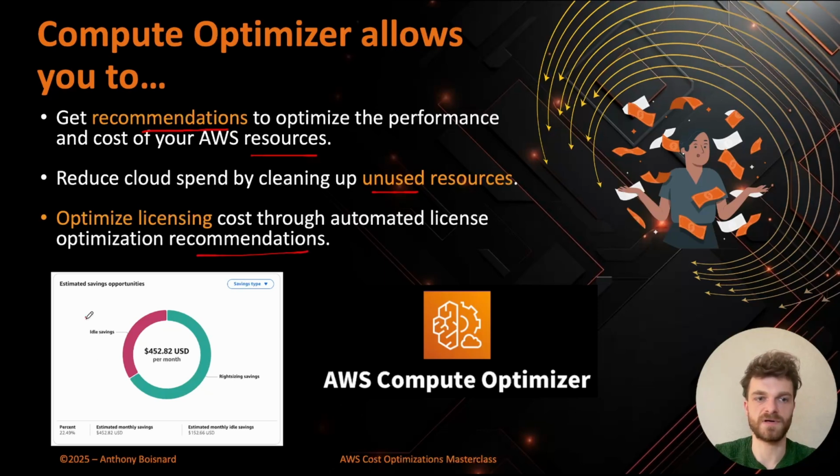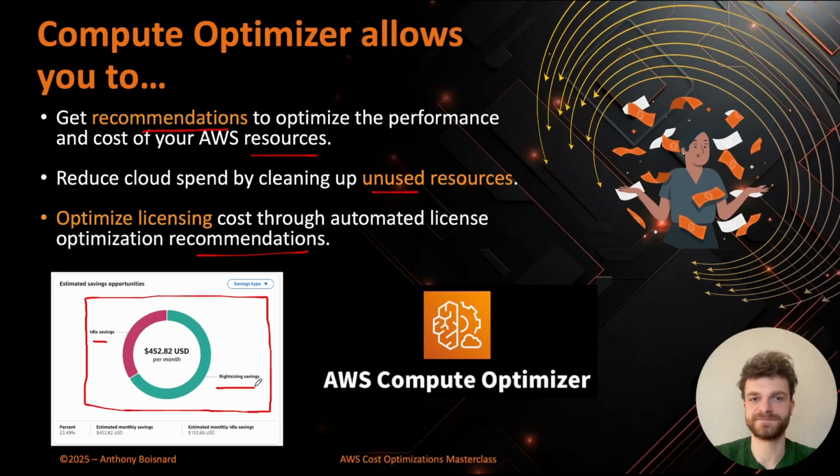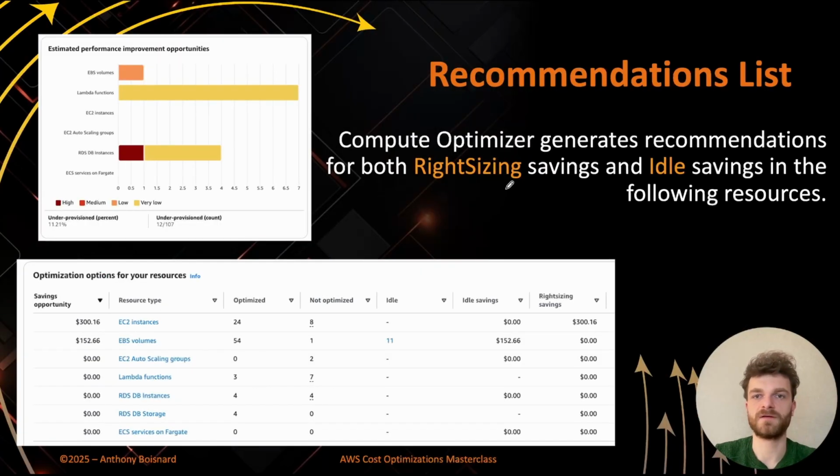So in the first example here, you can see directly with the diagram how you can save by cost categories. So here you have idle savings and here right sizing savings. The recommendation lists, you have EBS volumes, Lambda functions, EC2 instances, EC2 autoscaling groups, RDS DB instances, and ECS services on Fargate. And for each one of them, you get the right sizing savings and the idle savings.